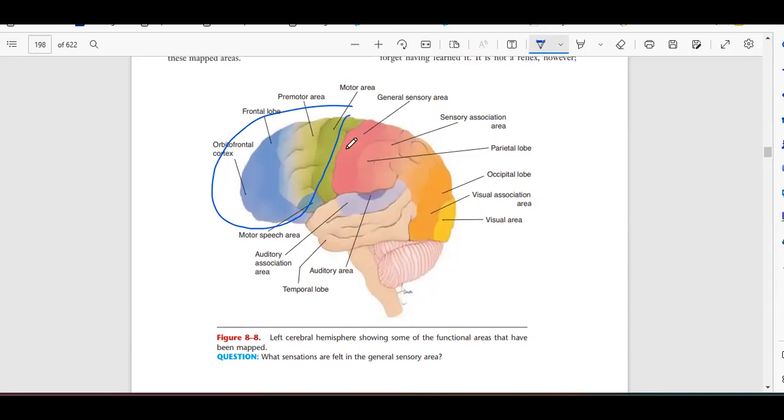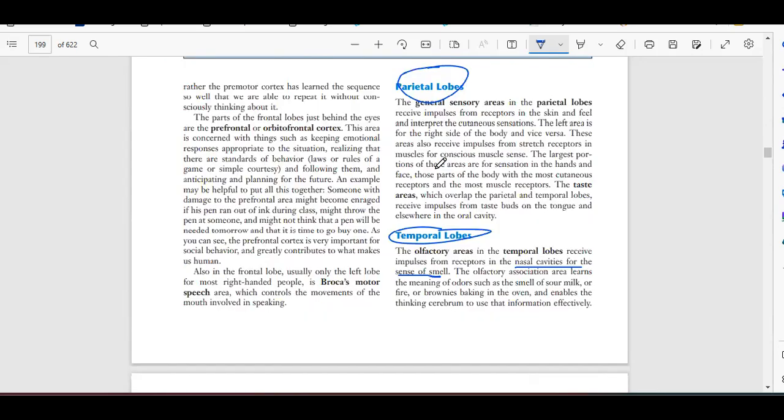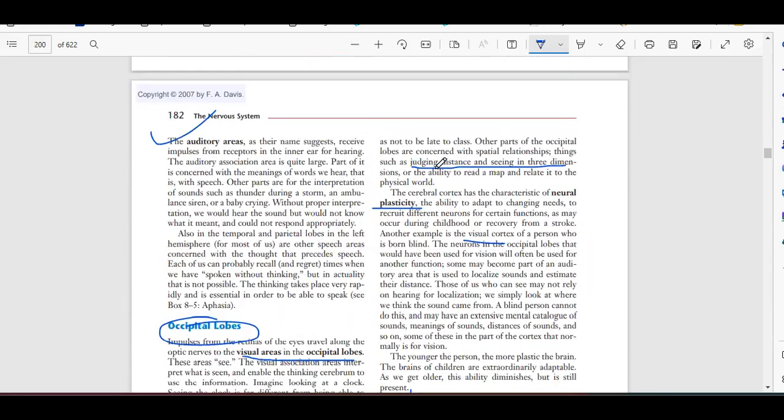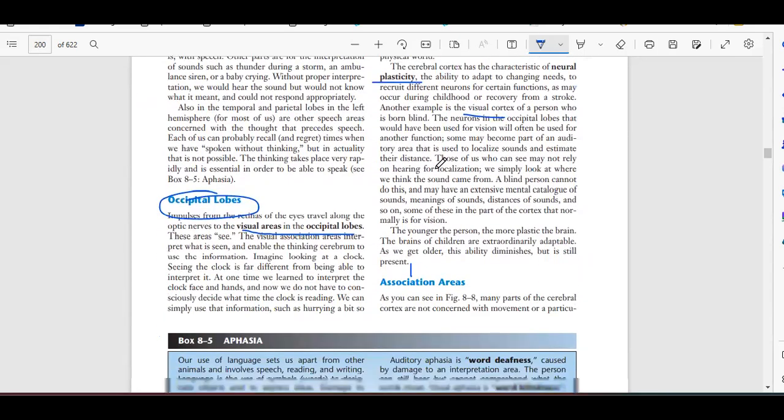Okay, next we have the parietal lobe. The parietal lobe is mostly for the sensory area. The temporal lobe is for olfactory smell and auditory hearing, and the occipital lobe is mostly for visualization. Whatever we see, after seeing and interpreting it, whatever decision you want to take, you will take by this visual area. And as well, we learned about neural plasticity.